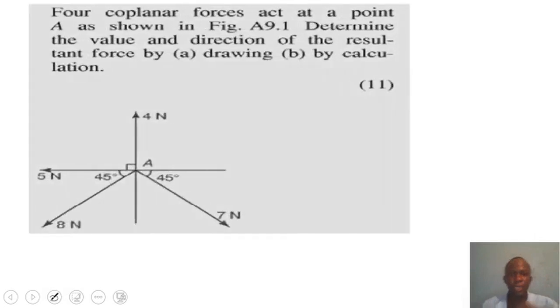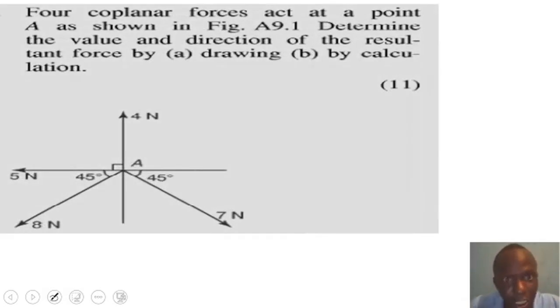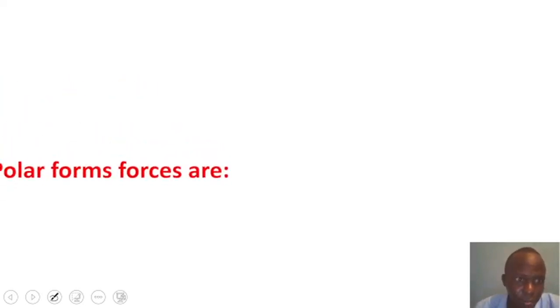Now let us go to the next example, and that is the last example in this tutorial. The four coplanar forces act at a point A as shown in the figure. Determine the value and the direction of the resultant force by drawing and by calculation. We are going to use calculation. These are the coplanar forces, and we want to get the resultant. Let us identify them.